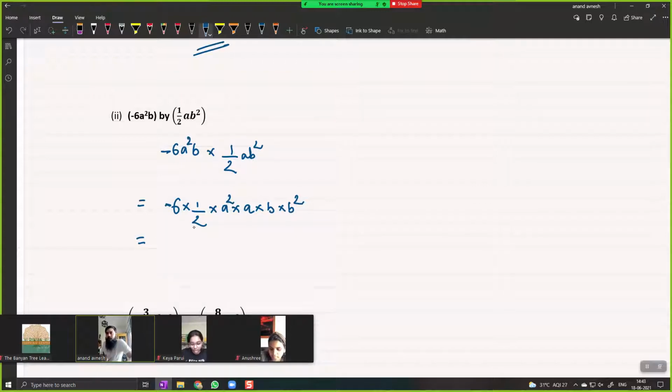Minus 6 multiplied by 1 by 2 will become minus 3. A square into a. Can anyone tell me a square into a is how much? Sir, a square. No. A square into a. The power is 1 over here. So this will be a cube. If there is nothing over here, that means the power is 1 and you add 2 plus 1, so you get 3. So a cube. B into b square, anyone? B cube. Very good. So this is your final answer: minus 3 a cube b cube.